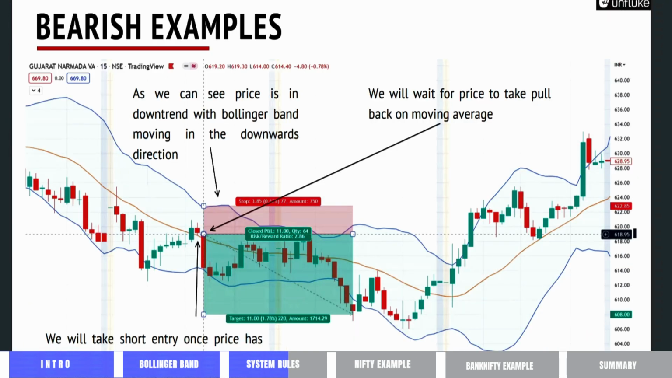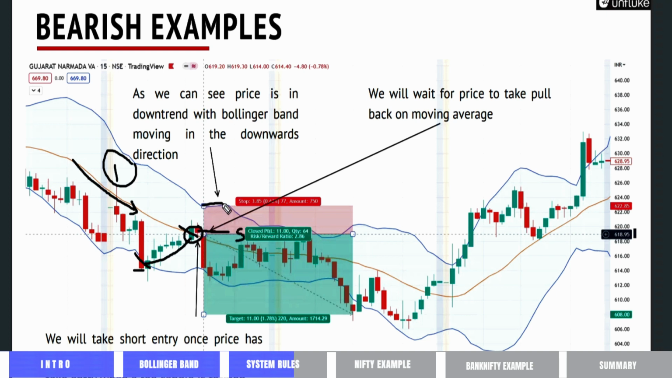So for the selling example, the first condition is we want the moving average to be pointing downwards. So we can clearly see that the moving average is pointing downwards. Now we are looking for a pullback, and as you can see, this big red candle closed below the bottom Bollinger Band, and then it gave a pullback. And again, these two candles are taking support on this middle line. So we will take a selling entry here. This is our selling price.